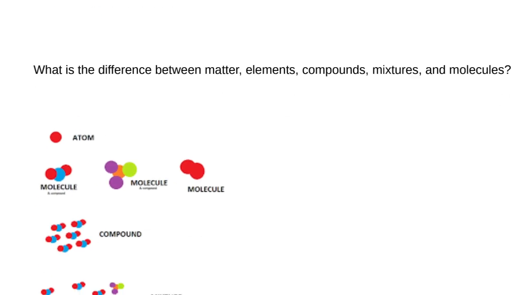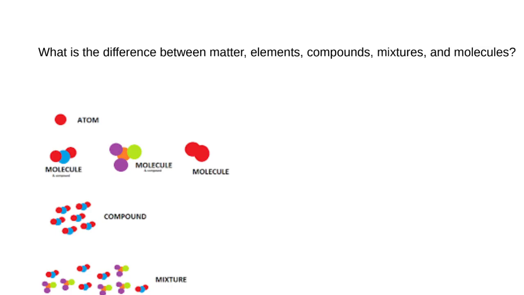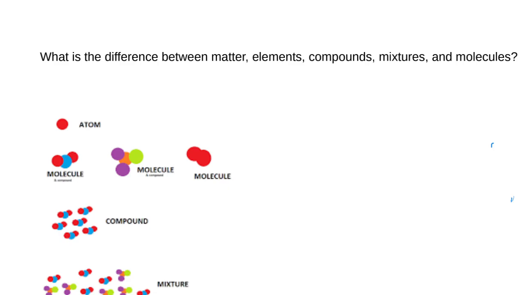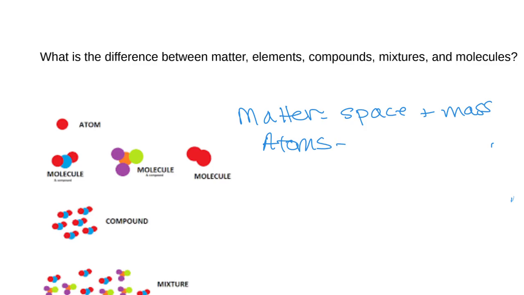So to start with, we've got some vocab terms. The first thing I want to talk about is what is matter? So matter is anything that takes up space and has mass. So it has volume and it has mass. So anything in our universe that basically is physical, it could also be air, anything that you can see is made up of matter. And matter by itself is made up of atoms. Now, atoms, if you remember, are the smallest unit of an element.